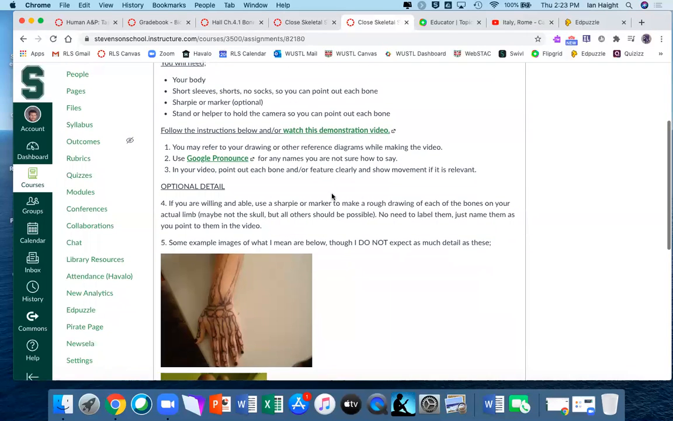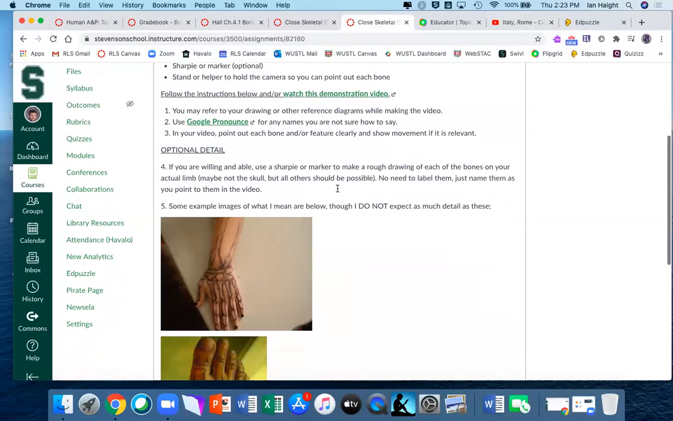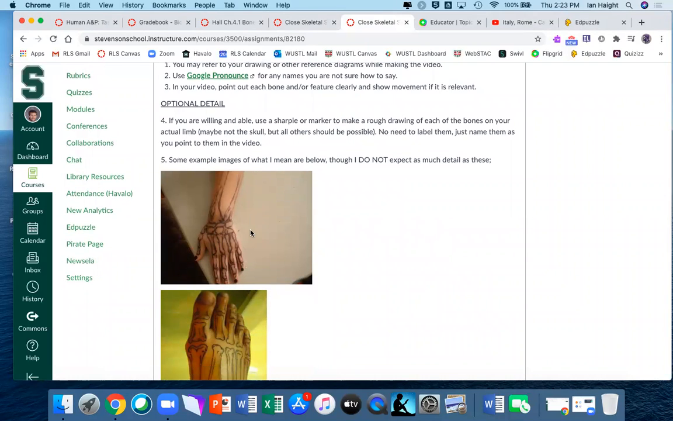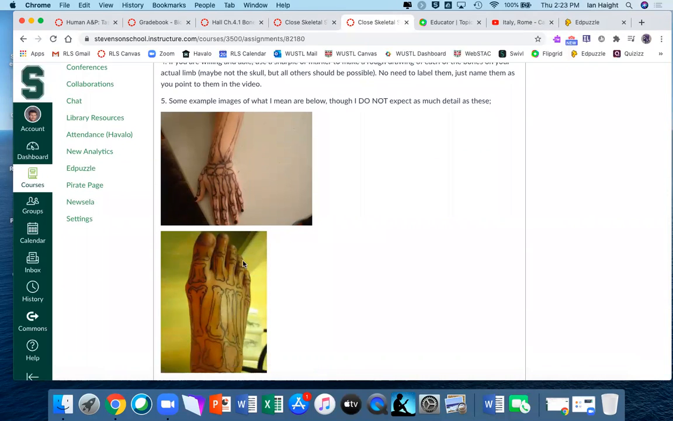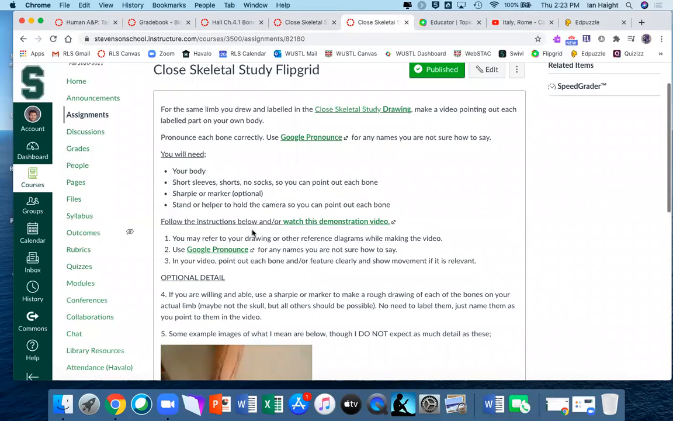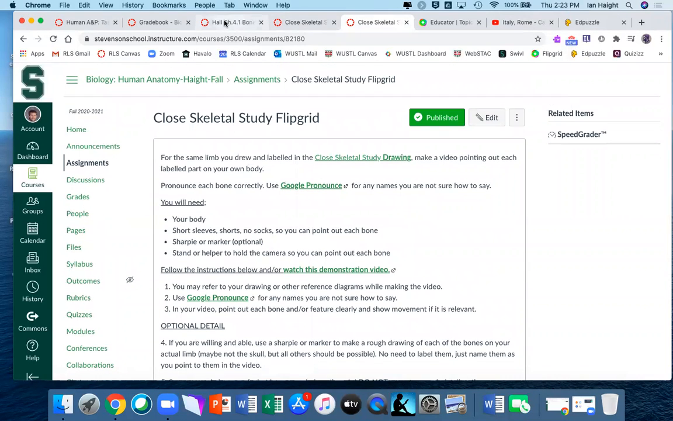And this is optional, but if you want to, you can draw the bones onto your limb. I don't expect this level of detail. These are just the best images I could find. But something even just simple, if you want to draw them onto your limb, and then in your video, you can point to them and name them. You don't have to label them in the drawing. You can just name them during the video, but that's what we're doing today.